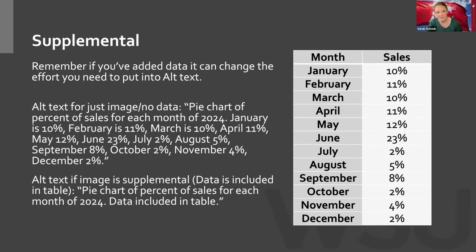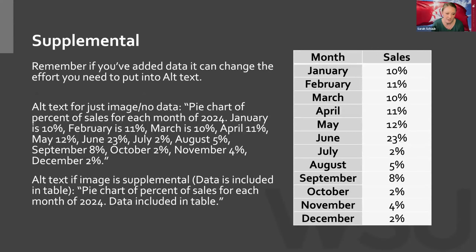So supplemental, again, remember if you've added data, it can change the effort you need to put into alternative text. Alt text for just an image with no data would read: pie chart of percent of sales for each month of 2024. January is 10%, February is 11%, March is 10%, April 11%, May 12%, June 23%, July 2%, August 5%, September 8%, October 2%, November 4%, December 2%.